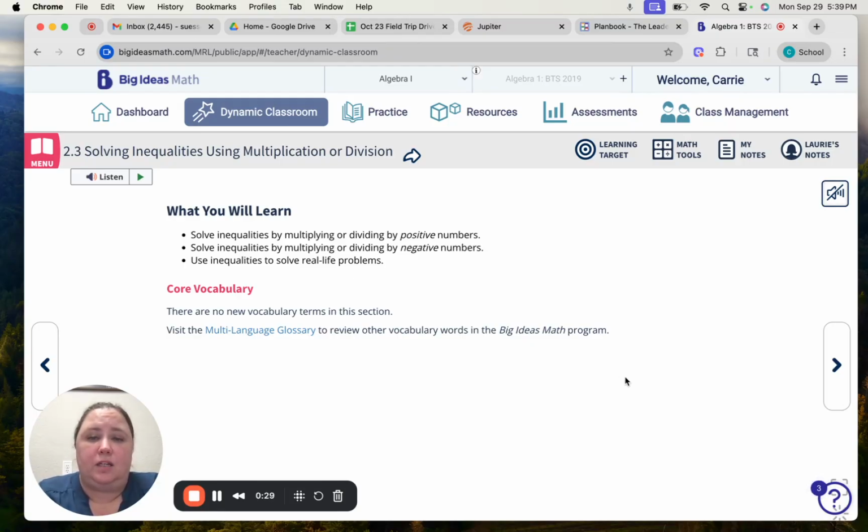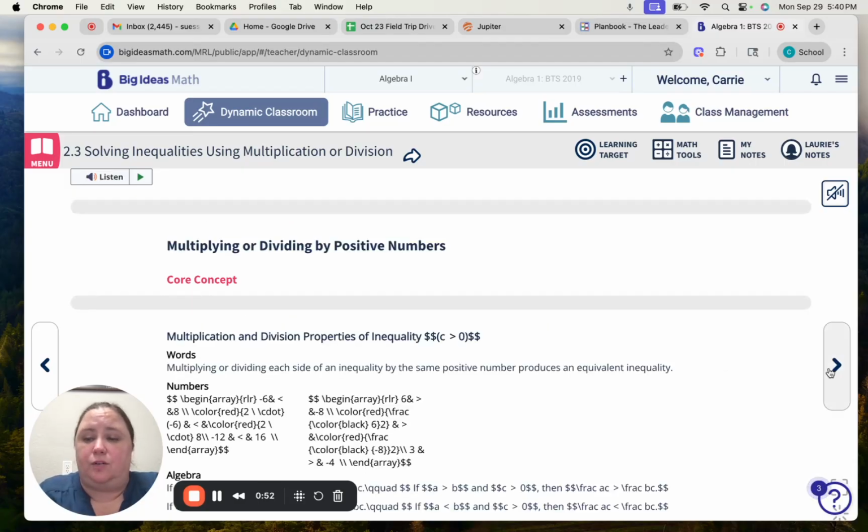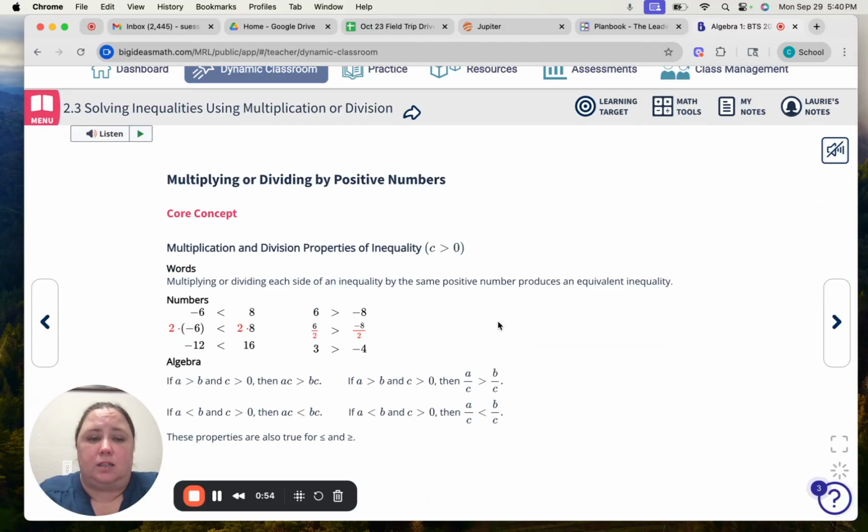The key with this, the one big thing you need to take away, is if you multiply or divide by a negative, it's going to flip the sign, the less than or greater than sign. Anytime you move a negative across the middle of the less than or equal to or greater than or equal to, it's going to flip that sign. So let's do a few examples. Well, here's the core concept.